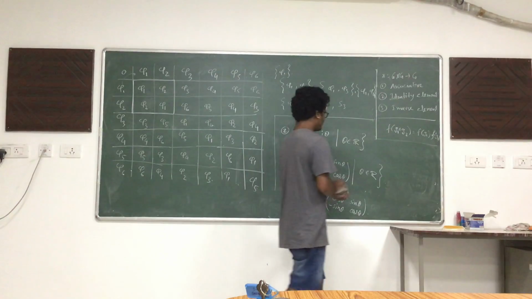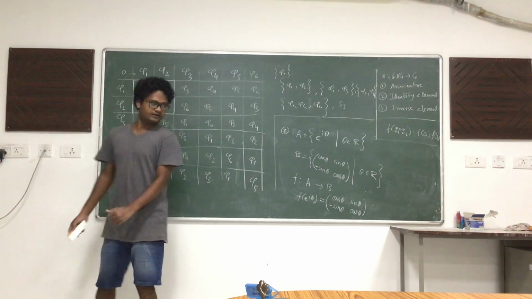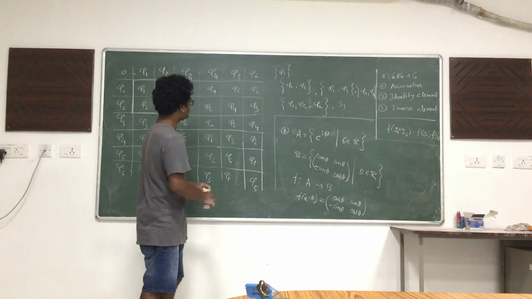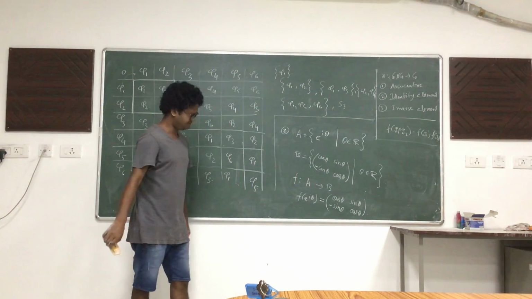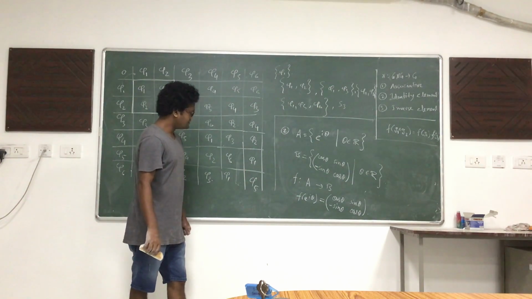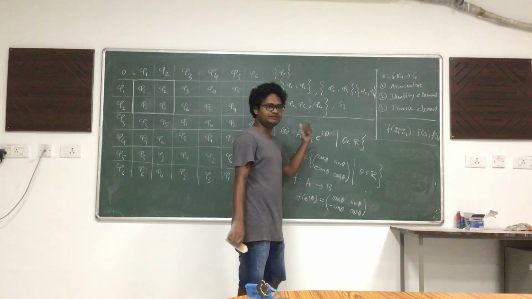So this is an example with, what is this? The earlier one was finite. Okay, here there are an infinite number of elements, so this is an example with an infinite group.